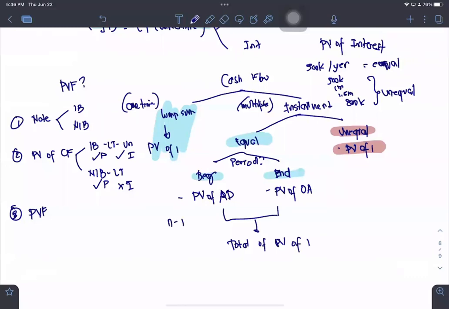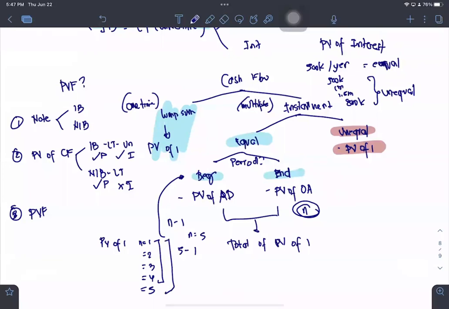In annuity due, it is n less 1, right? In ordinary annuity, it is n. So let's say you are given 5 PVs of 1: n is 1, n is 2, n is 3, n is 4, and n is 5. If you are using annuity due and the period is 5, you do 5 less 1, right? So the total of those four is the annuity due. In ordinary annuity, whatever the n is, the total of PV of 1 up to that 5th period is the ordinary annuity.